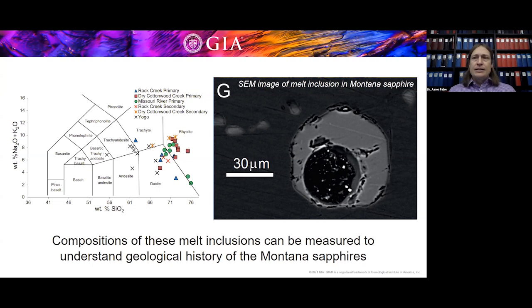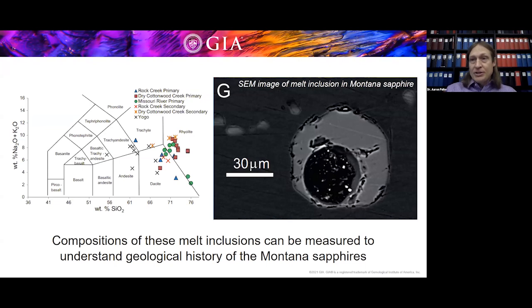On the left is a diagram that geologists often use in order to classify different types of volcanic rocks. It's called the total alkali versus silica diagram, where you plot silica concentrations versus sodium plus potassium concentrations in these melts. And so what we found, and one of the reasons we know these are not melted crystals, is that the compositions of these melts are so dissimilar. It doesn't match any known mineral that could have been melted to produce those inclusions.